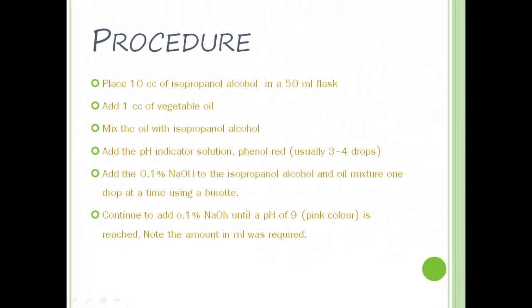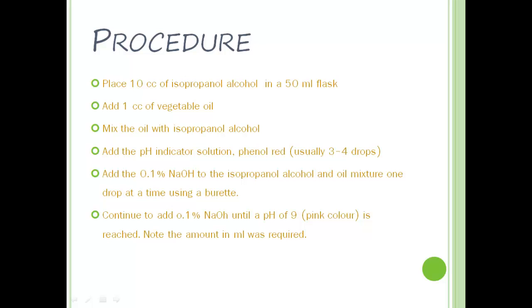Procedure for the second experiment. 1. Place 10 cc of isopropanol alcohol in a 50 cc flask. 2. Add 1 cc of vegetable oil or used cooking oil. 3. Then mix the oil with isopropanol alcohol. 4. Add the pH indicator solution, phenol red, usually 3 to 4 drops.